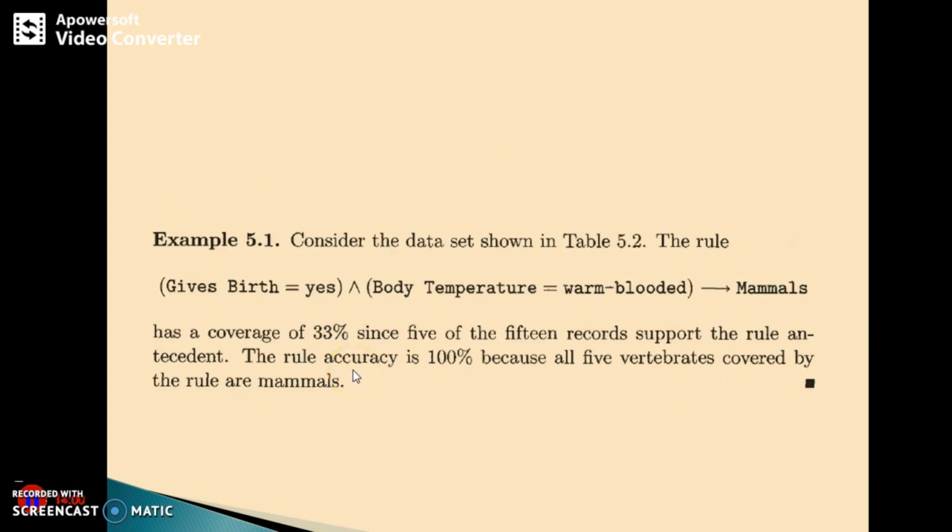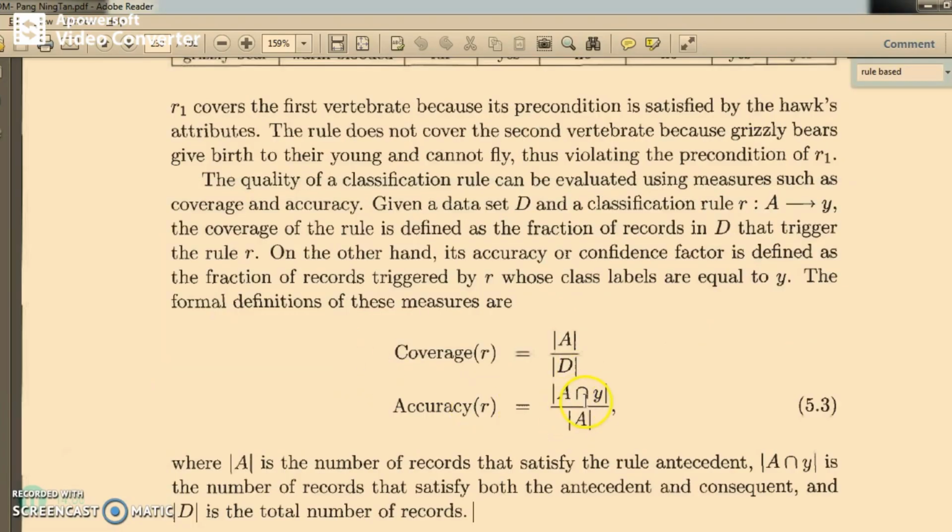And now the accuracy formula is what? Accuracy is A intersection Y divided by A. So what does A intersection Y mean? It is the total number of records which my rule is satisfying, divided by the total number of records that my left hand side of the rule is satisfying. So already we have computed this denominator. 5 records satisfy my left hand side, that is, which satisfy the condition in the rule, body temperature equal to warm blooded and gives birth equal to yes.